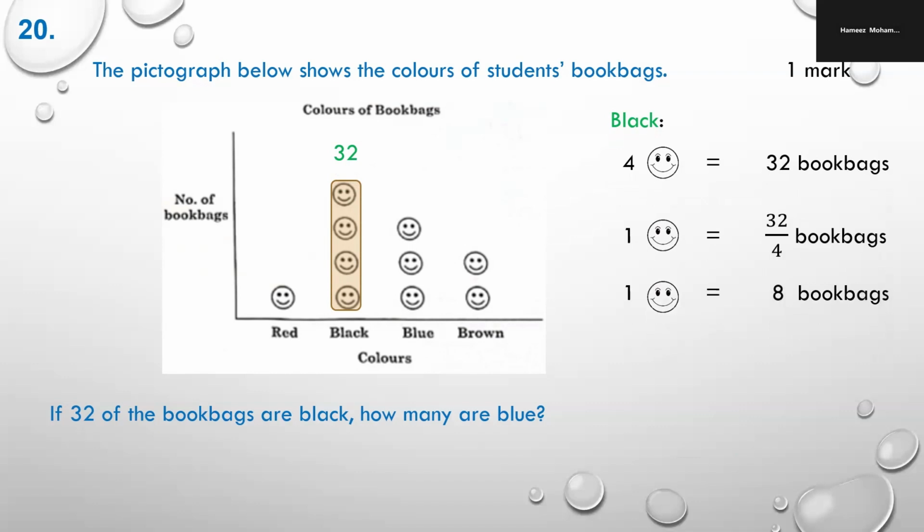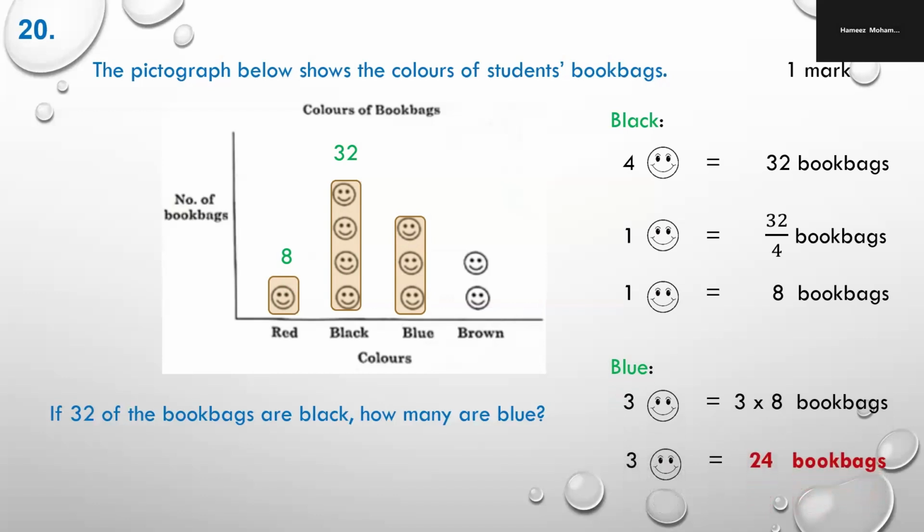Do we have anything with 1 smiley face? Yes, we do. Look, the red is 8. And if you look at the black, 8 and 8, 16, and 8, 24, and 8, 32, right? What does the question ask us? If 32 of the book bags are black, how many are blue? So let's look at blue. How many smiley faces do we have? We have 3 smiley faces. So let's write that. 3 smiley faces is 3 times 8 book bags. 3 eights are 24 book bags.